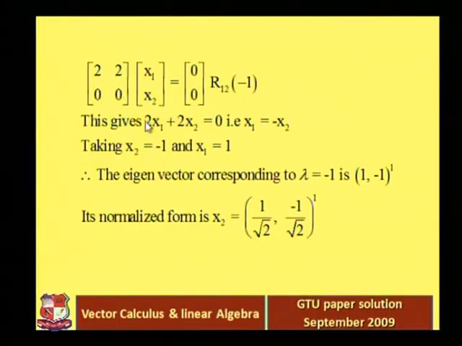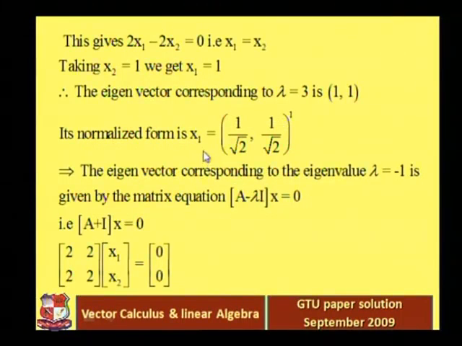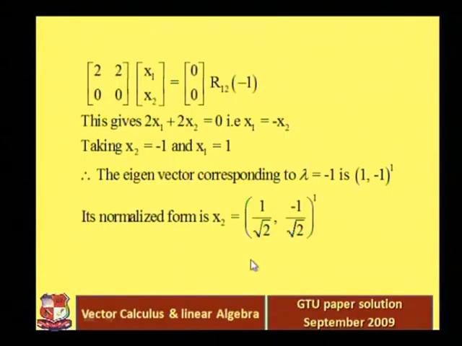From this matrix we get 2x1 plus 2x2 equal to 0, so x1 is equal to minus x2. Taking x1 equal to 1, you will get x2 equal to minus 1. So the eigenvector corresponding to lambda equal to minus 1 is 1 minus 1. For its normalized form, the normalized x2 is 1 by root 2, minus 1 by root 2. So this is our x1, 1 by root 2, 1 by root 2, and this is our normalized x2 vector, 1 by root 2, minus 1 by root 2.